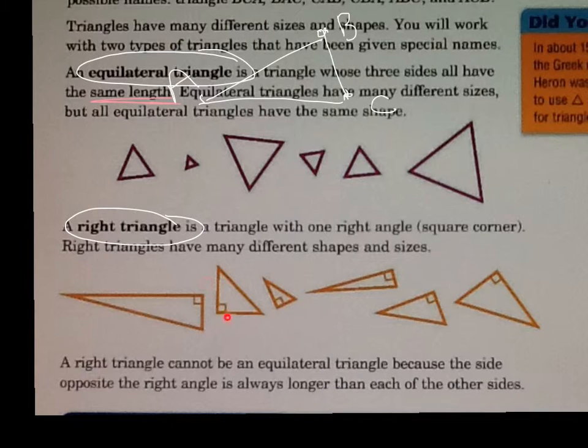So if we look at this triangle, it looks like it could almost be an equilateral triangle, but it can never actually happen. These 2 sides could be the same length, but the side that's across from the 90-degree angle, this one, is always going to be the biggest.